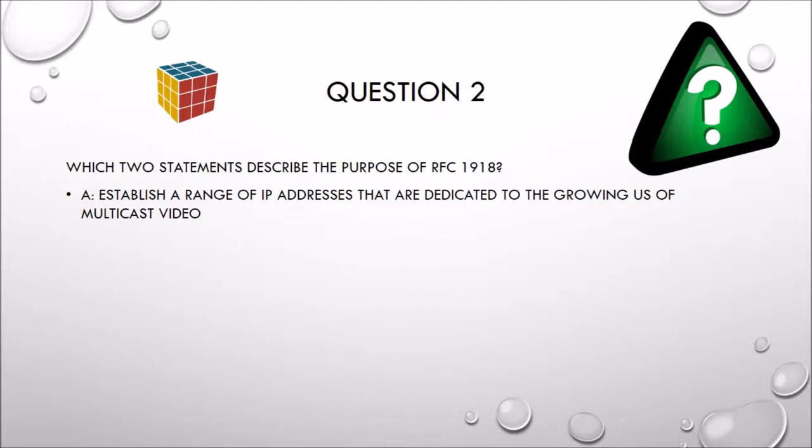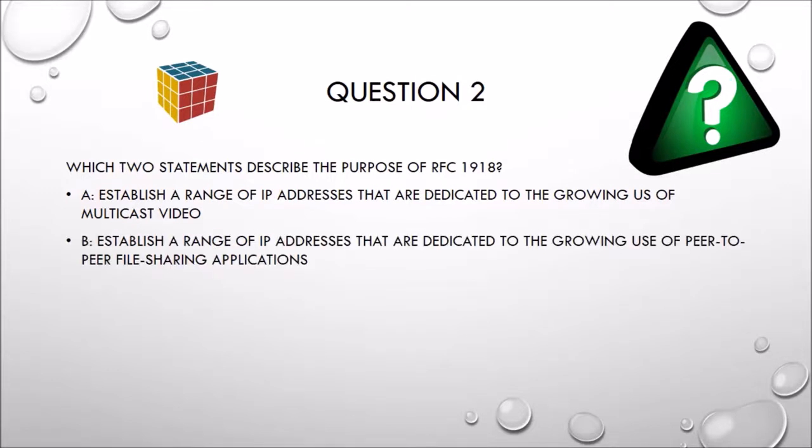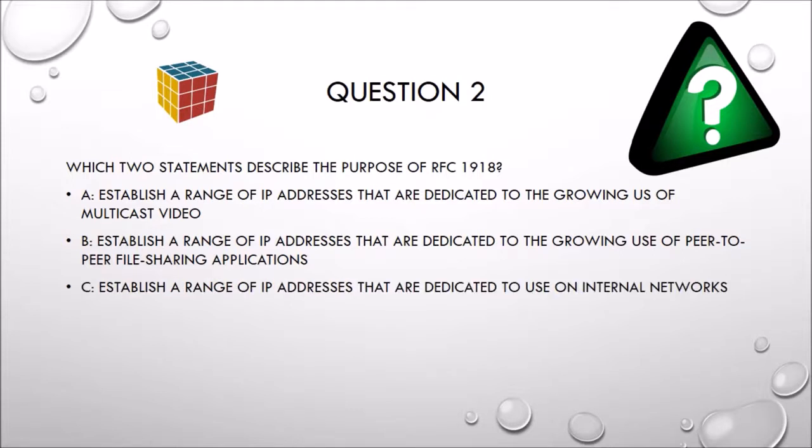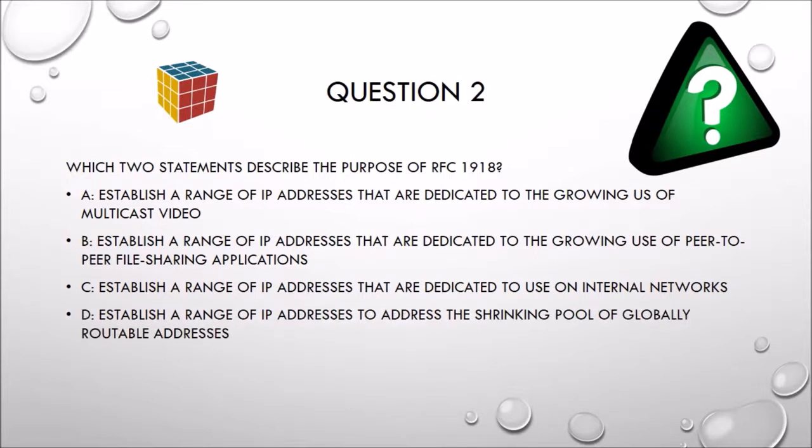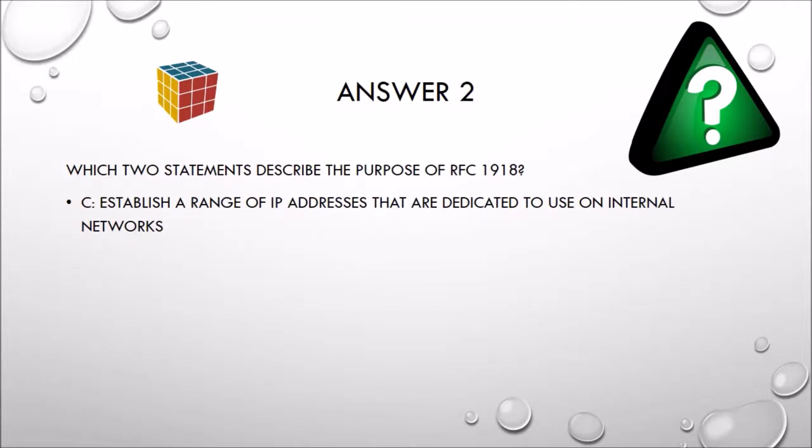Question 2. Which two of the following statements describe the purpose of RFC 1918? A. To establish a range of IP addresses that are dedicated to the growing use of multicast video. B. To establish a range of IP addresses that are dedicated to the growing use of peer-to-peer file sharing applications. C. To establish a range of IP addresses that are dedicated to use on internal networks. D. To establish a range of IP addresses to address the shrinking pool of globally routable addresses. Or E. To delay the transition to IP version 6. And the answers are C and D.